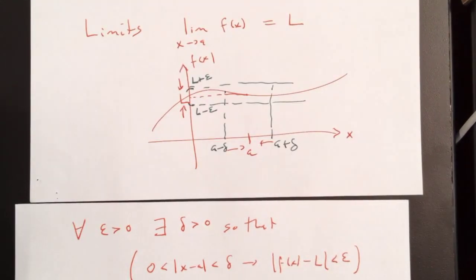Now, again, as a picture, that looks really weird. But if you change the distance between those two dotted green lines going horizontally, then you could change the distance between the vertical lines.